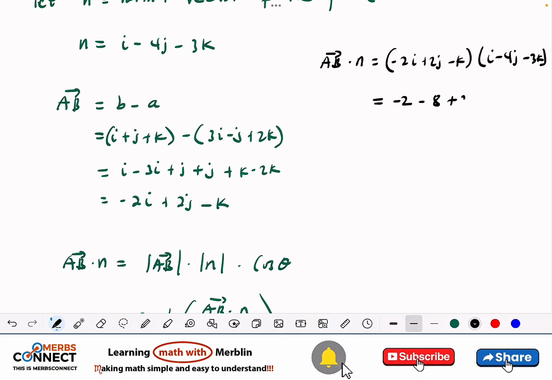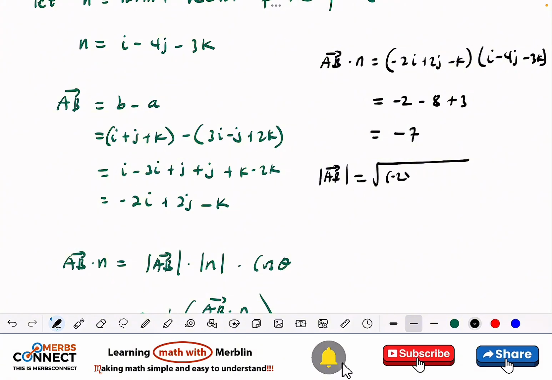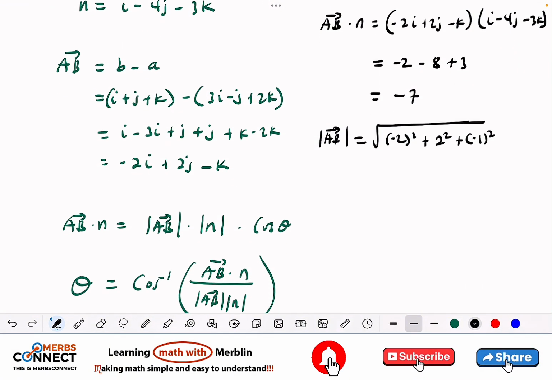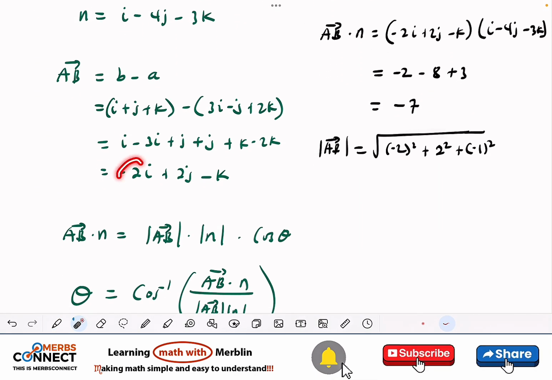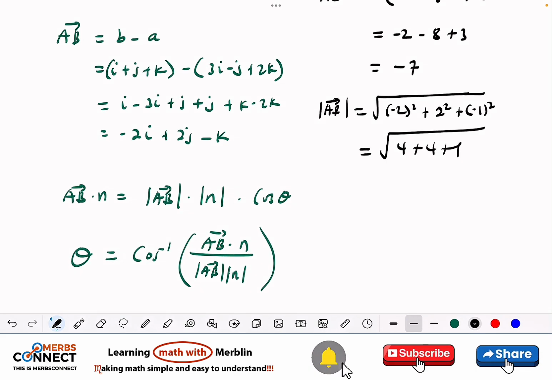This is going to give us plus 3. So this should give us minus 7. Let's find the magnitude of AB. So minus 2 squared plus 2 squared plus minus 1 squared. So this is A. We are finding the magnitude. So minus 2 squared minus 1 squared. So this is going to give us 4 plus 1. And this is root of 9. And this should give us 3.